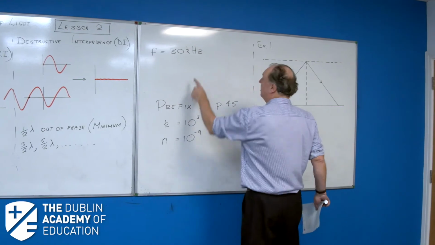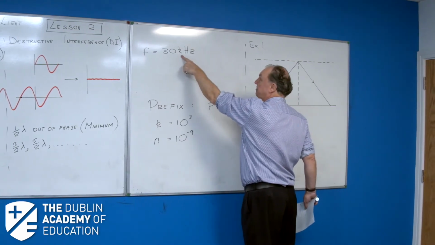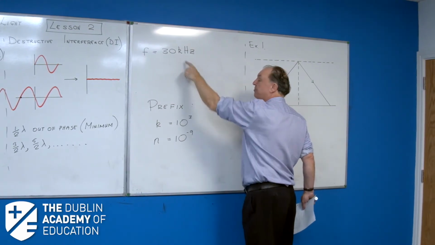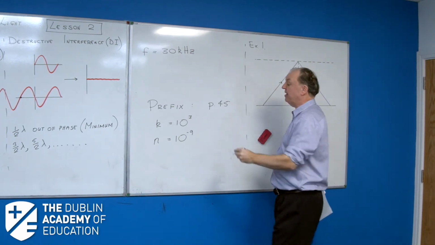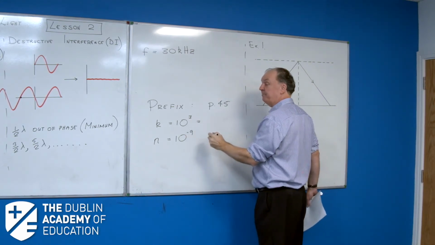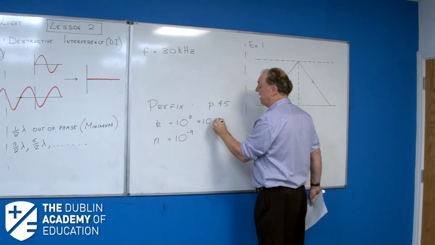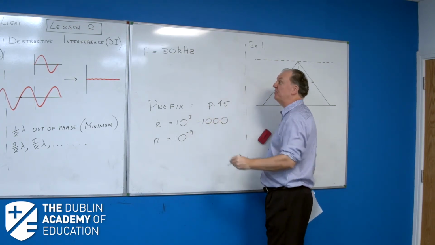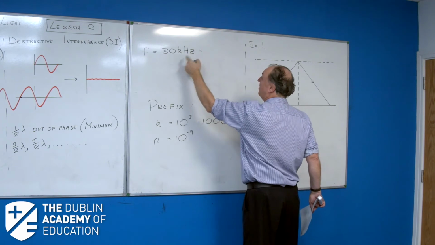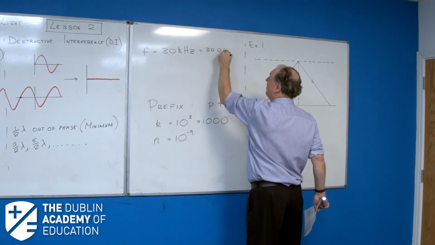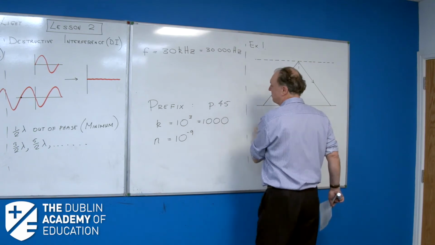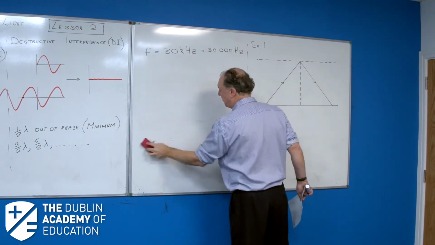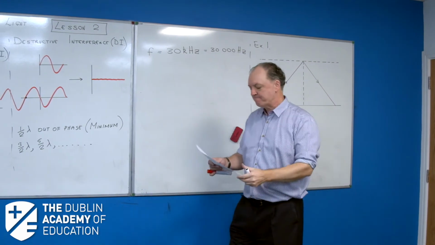So anyway, kilohertz, that's 10 to the power of 3. So you get rid of your prefixes. You turn them into their power of 10. Or 10 to the power of 3 is actually 10 by 10 by 10. That's 1,000. So you can turn that into 1,000 if you want. So I turn that into 30,000 hertz. So get rid of your prefixes. Page 45 is the page to go to.